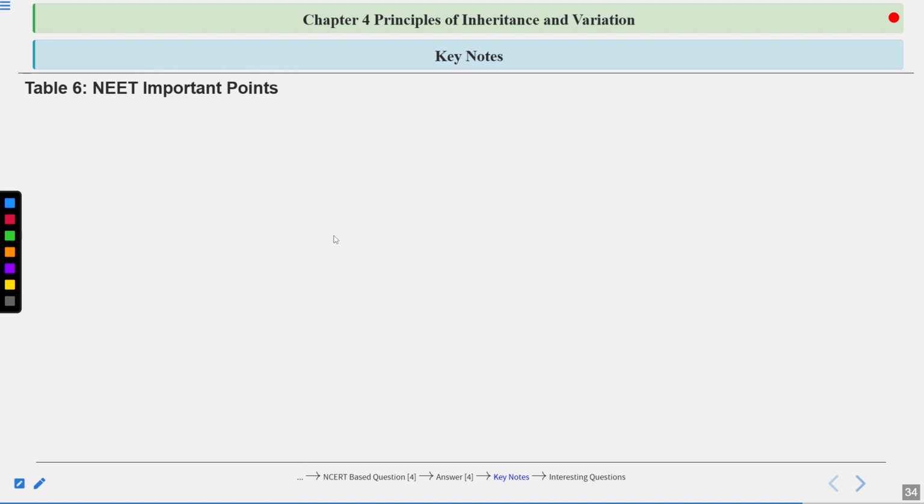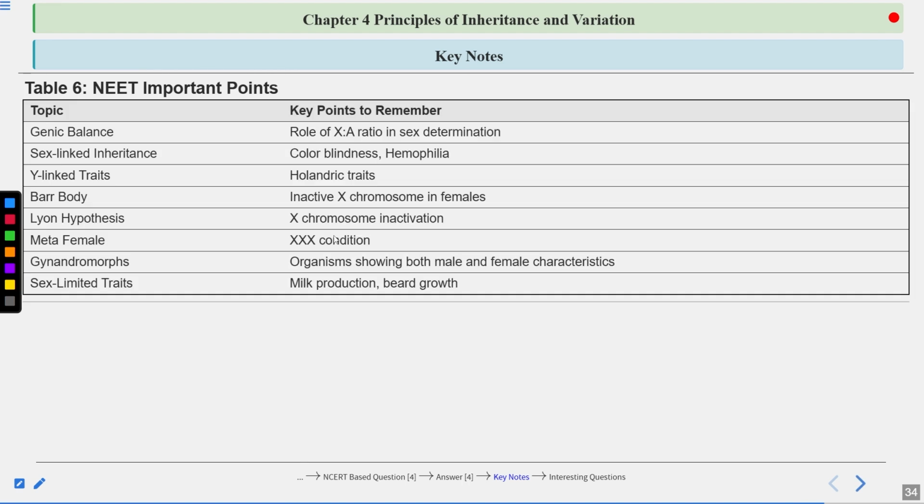Okay, now what are the important points for the NEET exam? So you should know the role of the X by A ratio in the sex determination system. So this is also a kind of sex determination system, X by A. The number of sex chromosomes divided by the number of autosomes which are present. We'll talk about this later. Then sex-linked inheritance, we'll talk about this also, color blindness and hemophilia. Questions can come from these genetic disorders. We'll talk about all of these in our next session also.